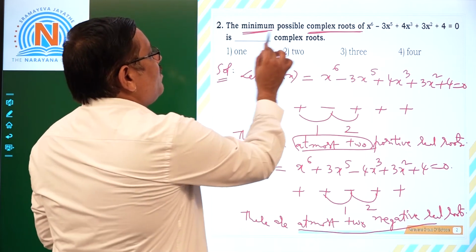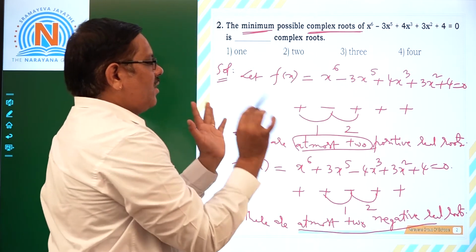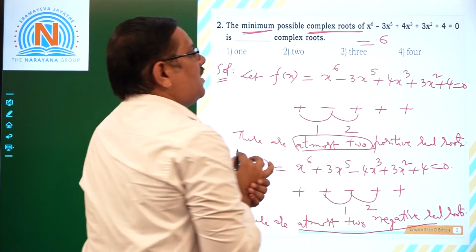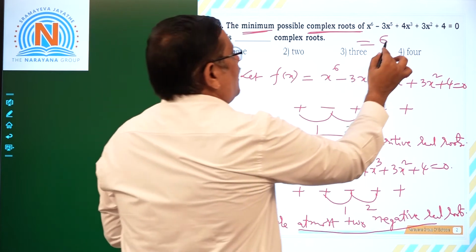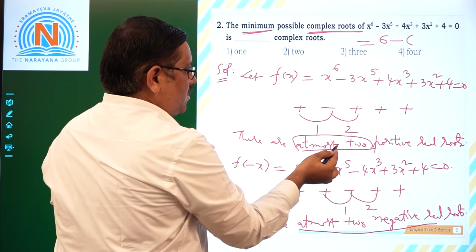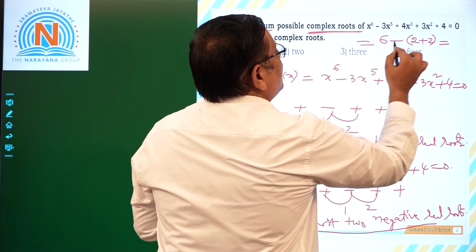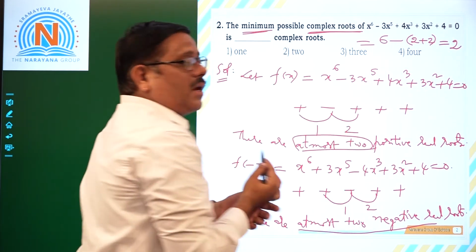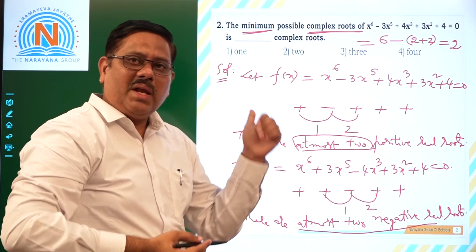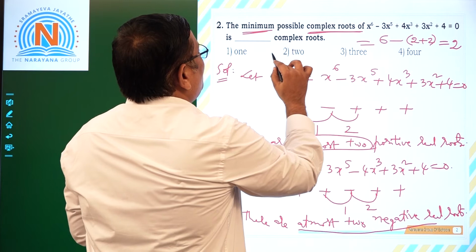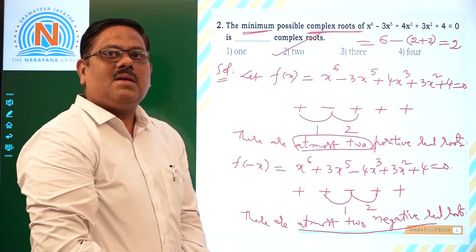So what is the minimum number of complex roots? It is very simple. What is the degree of this equation? 6. 6 minus, see, it is 2 here and 2 here, 2 plus 2. So 6 minus 2 plus 2. What is that? 6 minus 4, that is 2. So there are at least, or minimum, 2 complex roots for this. That is nothing but the second option.